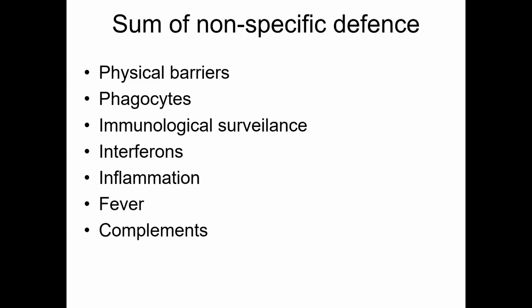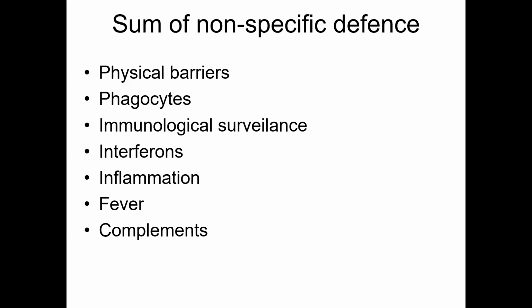Okay, so this is the summary page for all the non-specific defense mechanisms. The first one is the physical barriers. That is the first line of defense. The rest of them are the second line of defense mechanisms. So please remember, all of these are non-specific defense mechanisms. Okay, that's the summary for today.